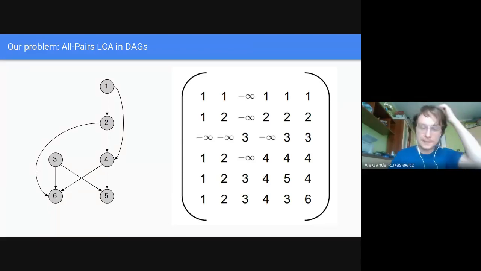So you can see that for vertices 5 and 6, I wrote an LCA. They have two LCAs, 3 and 4, and I wrote one in the one direction and the other in the other. Is it clear for now? Are there any questions? Okay, I assume that it's clear.